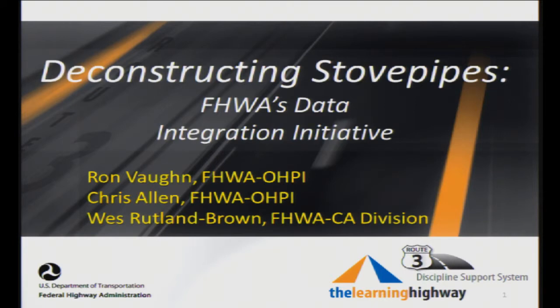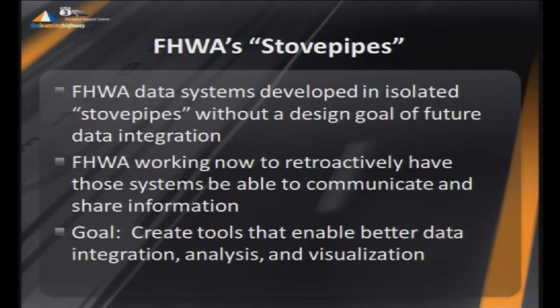I'm going to talk to you about the stovepipes we have in FHWA and some of the efforts at data integration we're trying to do to make that better. So what do I mean by stovepipes in FHWA? Lots of organizations have them. You'd be surprised to learn the government has stovepipes too, I'm sure. But FHWA has several large data systems, and most of these data systems were developed decades ago in isolation from one another, and so they became very stovepiped in their purposes and what they were able to provide.